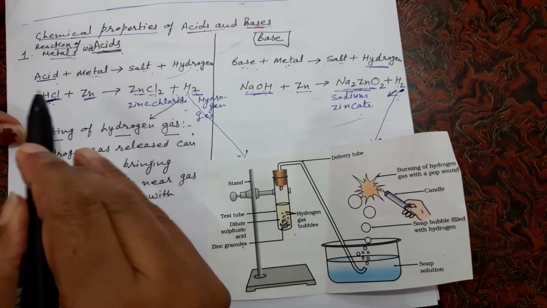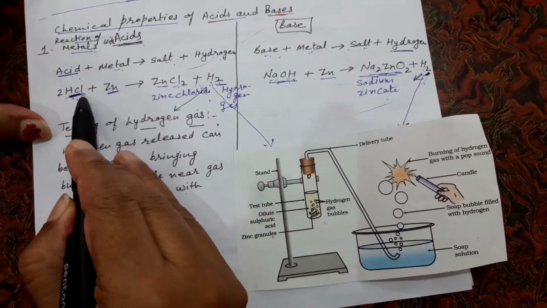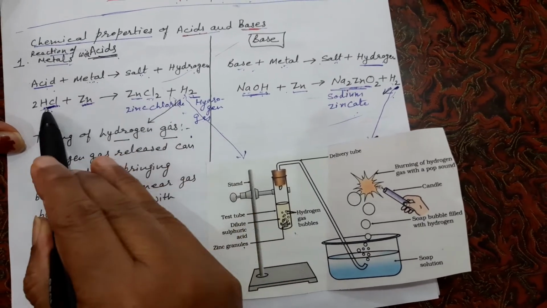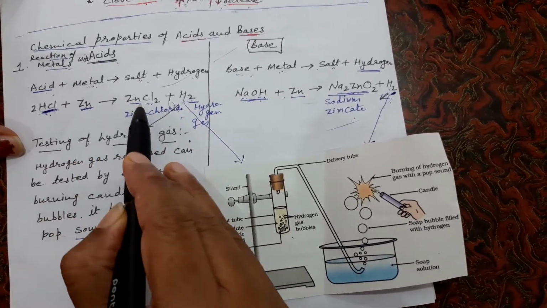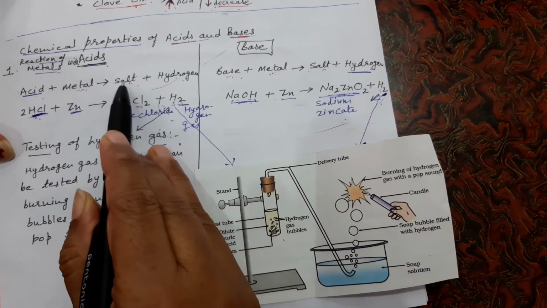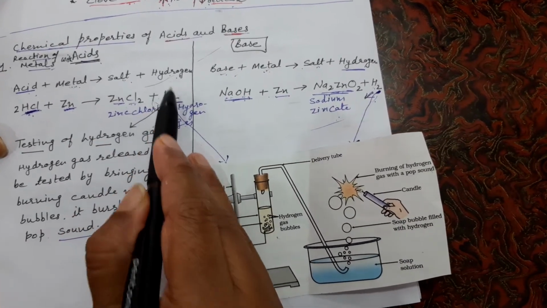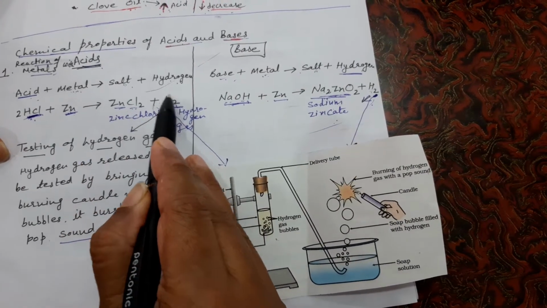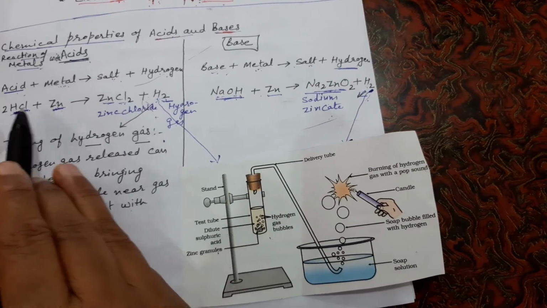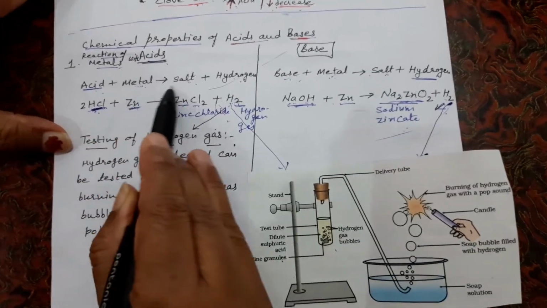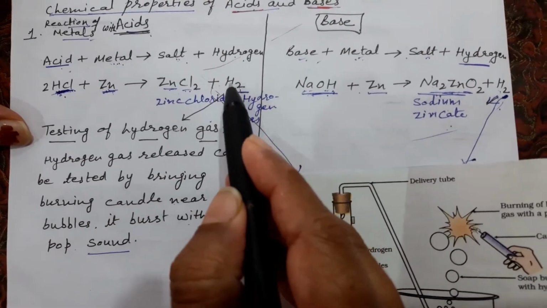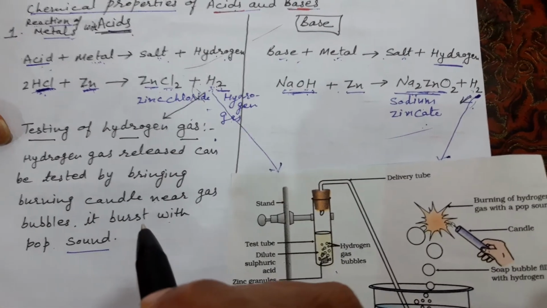Here, I am writing hydrochloric acid and zinc. When they react together, they form zinc chloride, salt. Zinc chloride is a salt, and hydrogen gas. Hydrogen gas is released when acid reacts with metal. This is a general equation and this is a chemical equation. H2 is hydrogen gas.